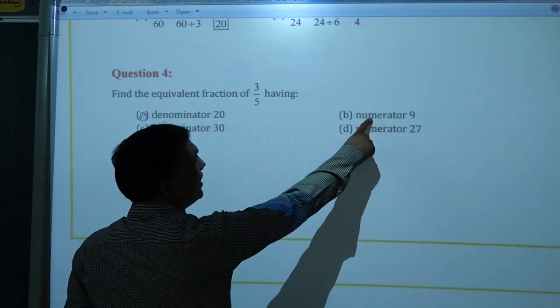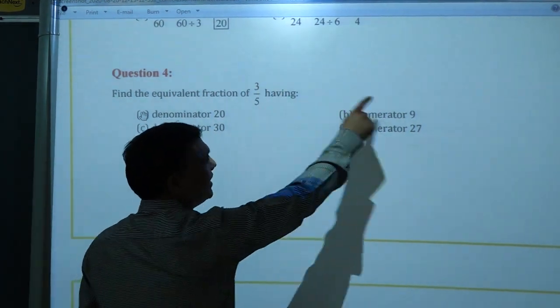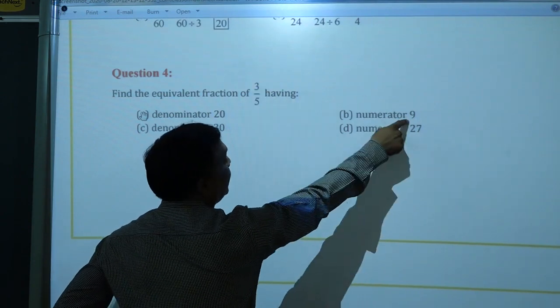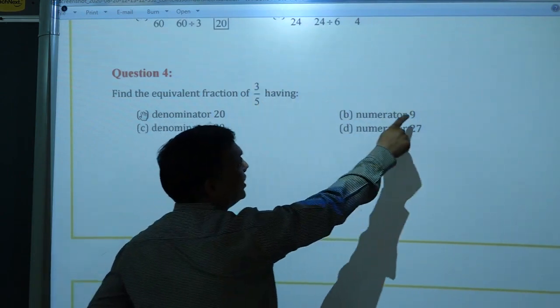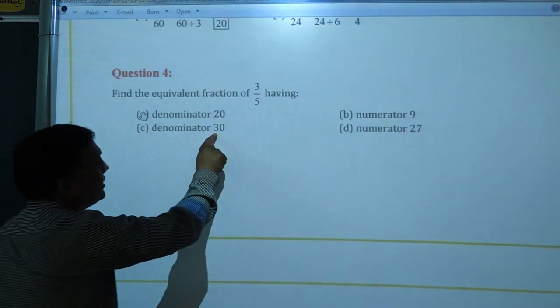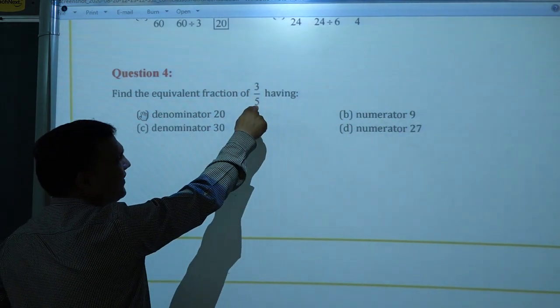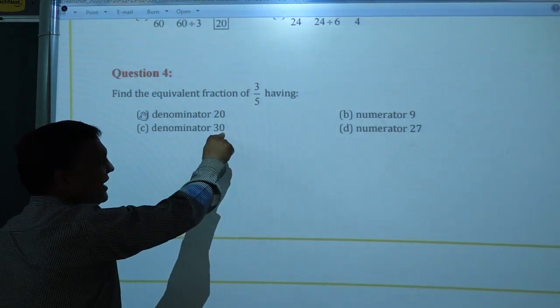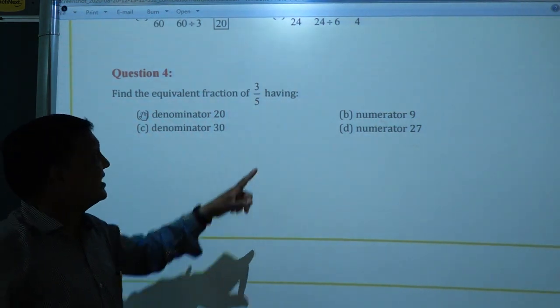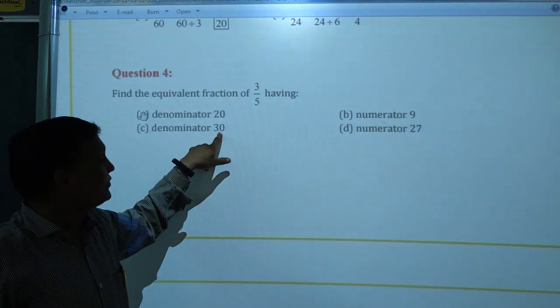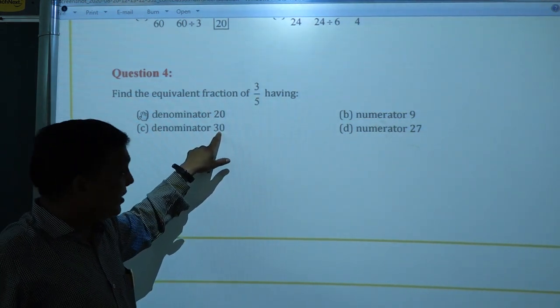Second, the numerator is given. The smaller is given, and we are finding the bigger. So in the 3 table, numerator 9, 3 3s are 9. So 5 3s are 15. Here the denominator is 15. Now again we are finding the bigger number. 3 upon 5 is given. In the 5 table, 6 gives 30. 5 6s are 30, so multiply by 6 here. 3 6s are 18. So 18 upon 30.